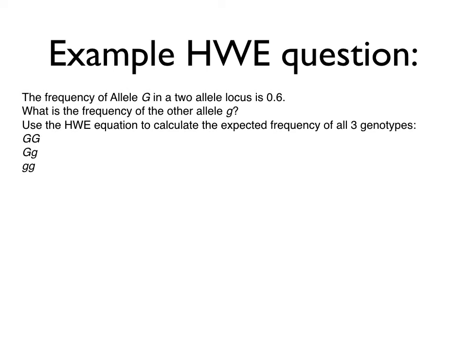So in this first example, I am giving you the frequency of one of the alleles, the dominant G, okay? I then ask you what's the frequency of the other allele, and then the frequency of the 3 genotypes. Remember, there are 5 numbers here, and I gave you one of them. You should be able to use that and the Hardy-Weinberg equation to calculate the other 4.